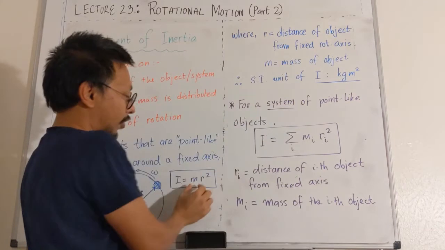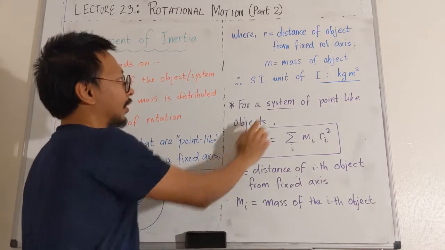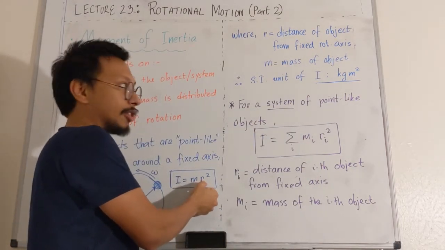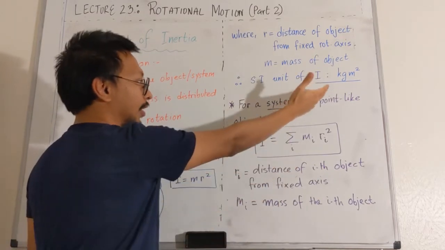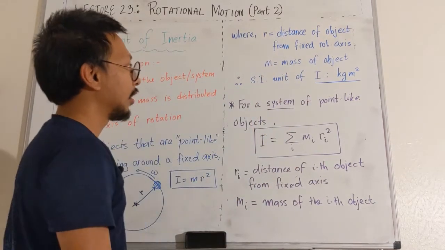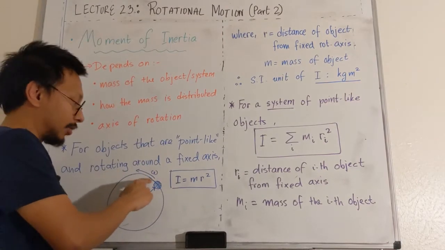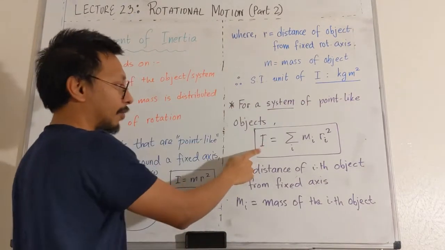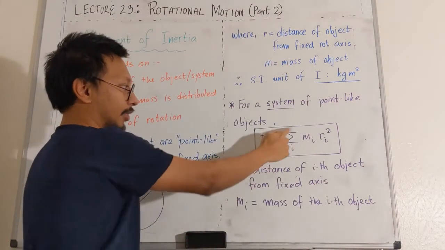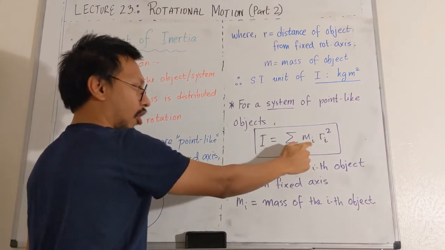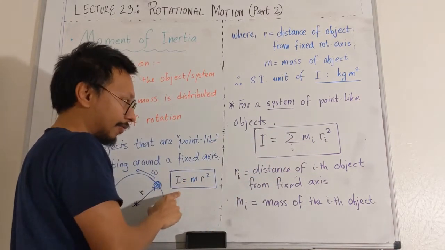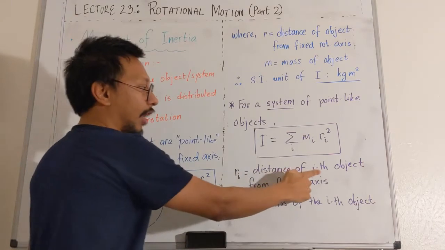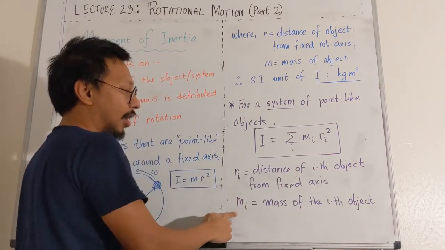The SI unit, therefore, can be read off from the formula directly. It is kilograms meter squared, because mass is measured in kilograms and r is measured in units of length, which is meters. So r squared is meter squared. If you have a collection of these point-like objects, then we have a system. And a system of point-like objects will have the same formula, but summed over i, meaning for each object we find the moment of inertia and sum them up to give the total moment of inertia of the system. r_i is the distance of the ith object from the fixed point, and m_i is the mass of the ith object.